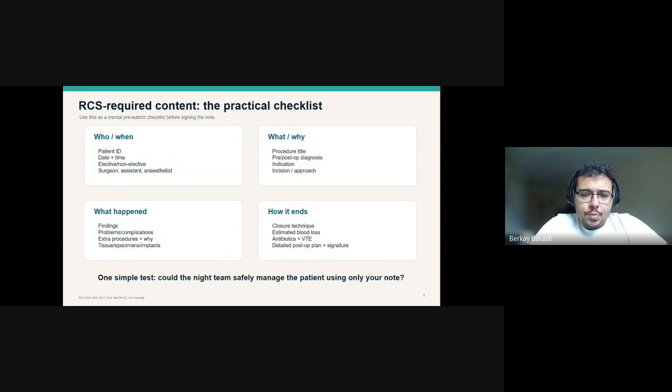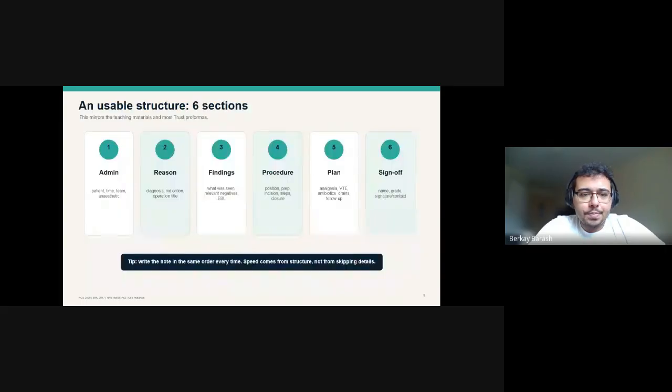One simple test: could the night team safely manage the patient using only your note? So imagine that your operation note has a very detailed post-op plan. If you can think about that, I think that's a good way of understanding how important operation notes are.